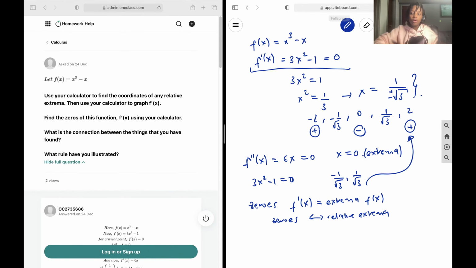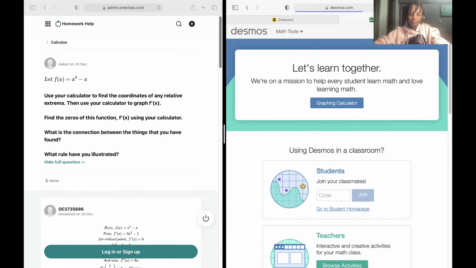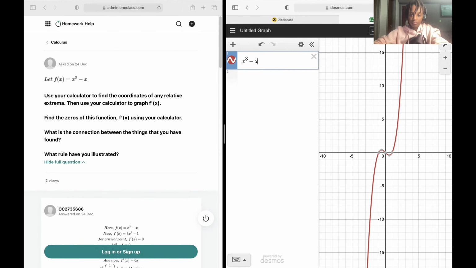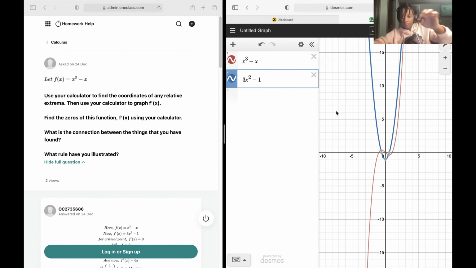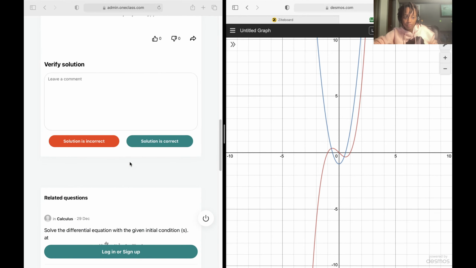And if we just quickly plot the two on Desmos, you'll see it a bit more clear. And so you can see that the turning point here, sorry, the 0 here is the turning point, and the 0 here is again the turning point. And that's it for this question.